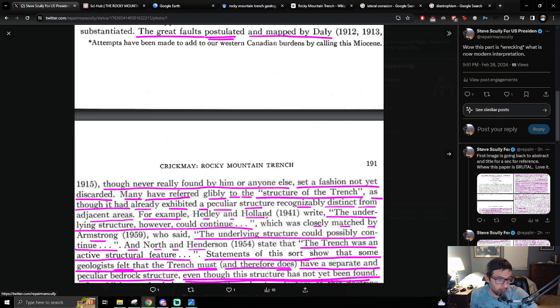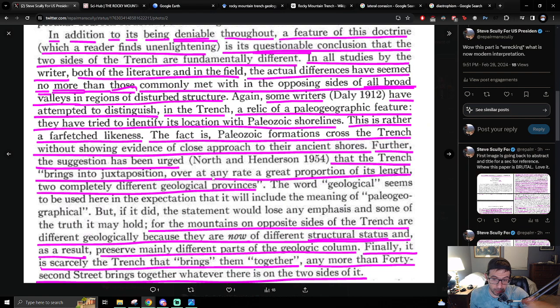For example, Headley and Holland wrote, "The underlying structure, however, could continue," which was closely matched by Armstrong, who said the underlying structure could possibly continue, and North and Henderson state that the trench was an active structural feature. Statements of this sort show that some geologists felt that the trench must, and therefore does, have a separate and peculiar bedrock structure, even though this structure has not yet been found. Again, 1964, but even in this paper, they're like, maybe in the future we'll find some things.